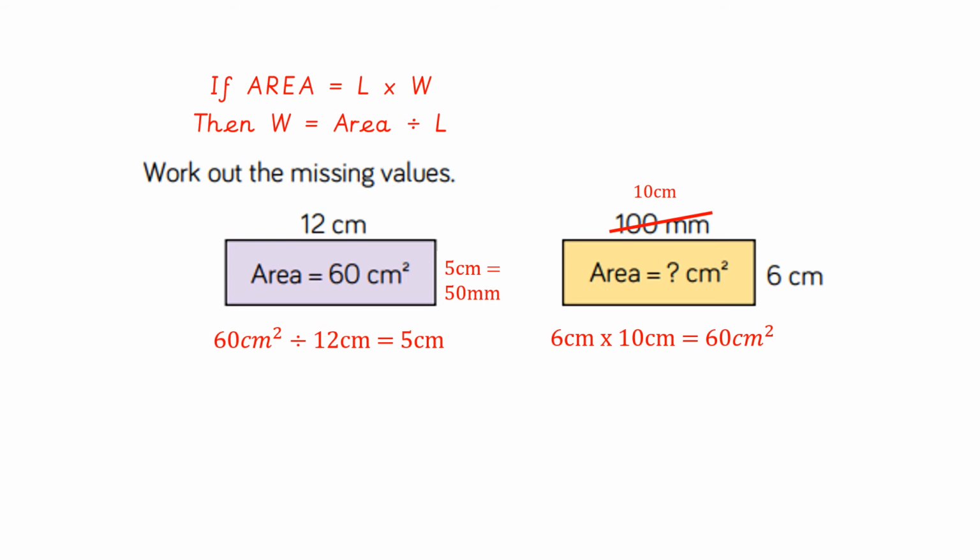Okay, so if the area is length times width, then the width is area divided by length. So we've got the area, which is 60 centimetres squared, divided by 12 equals 5 centimetres. It did actually want your answer in millimetres, so therefore you need to convert your 5 centimetres into 50 millimetres. On this one, it wants your answer of the area in centimetres squared, so we're going to keep our 6 centimetres and you're going to convert your 100 millimetres to 10 centimetres. And now you can do a straightforward multiplication. 6 times 10 or 10 times 6 is 60 centimetres squared.